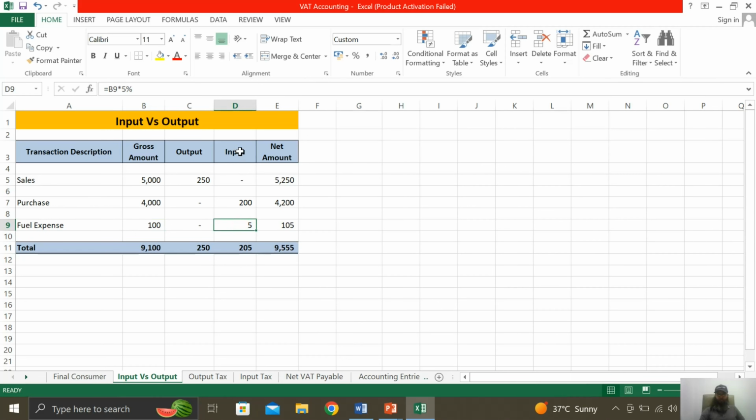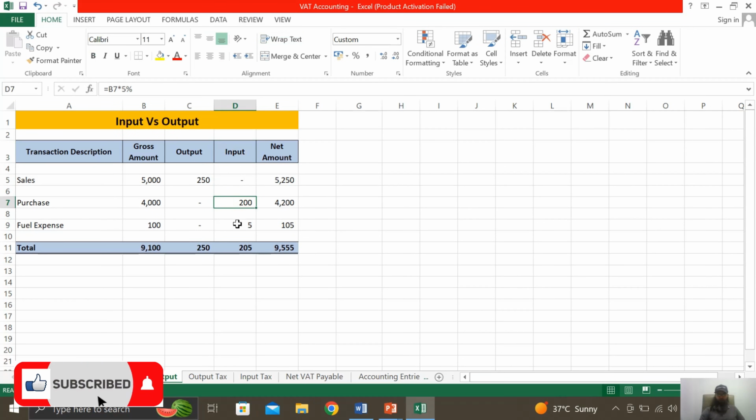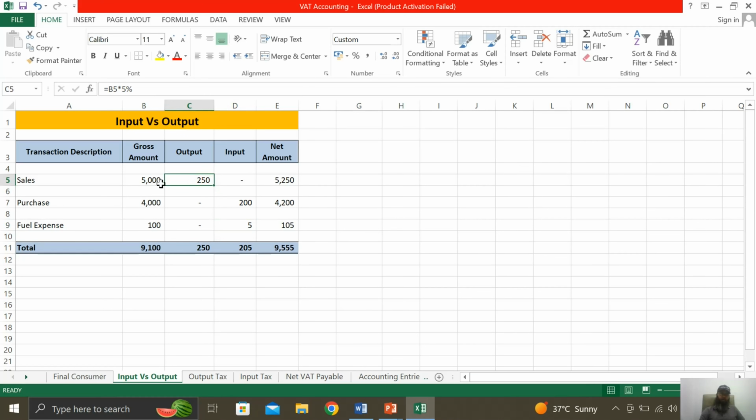As you can see, on expenses like purchases and other expenses, the VAT is calculated and it comes under input tax, and the output is the VAT we are collecting on the sales. So whatever VAT you are collecting on your sales and revenue goes to the output tax, and whatever VAT you are paying on purchases and other expenses is known as input tax.